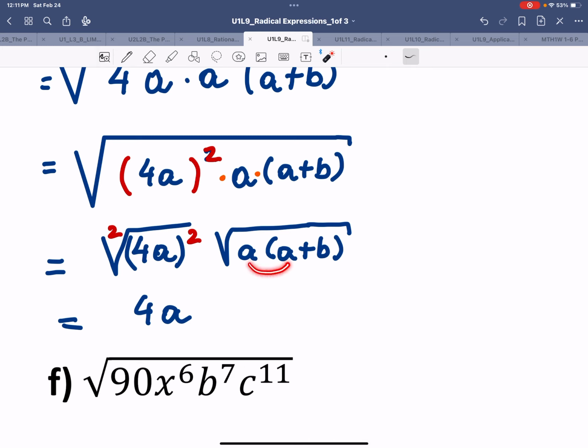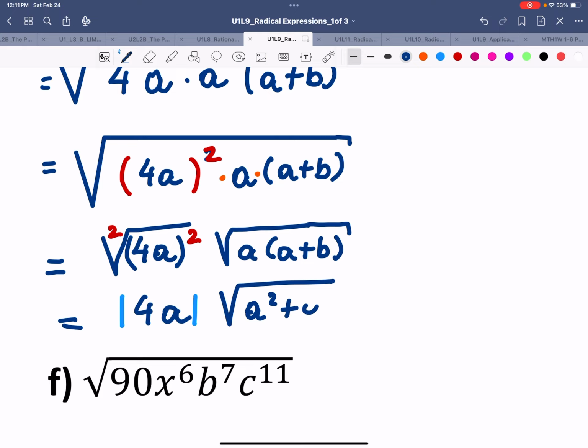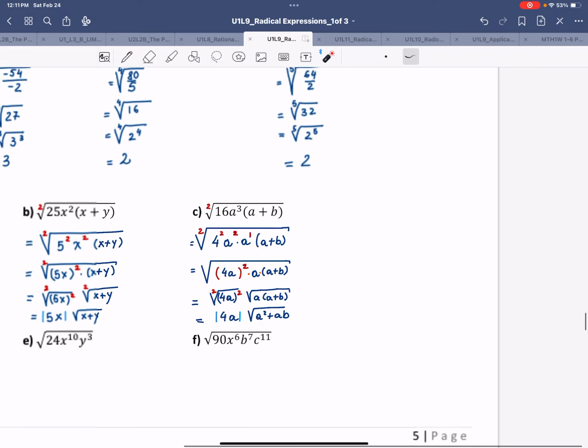Now there is a chance of a being negative and making this expression negative as well. So in order to make sure that this stays positive, we're going to have to use the absolute value in this case. And we'll have in here a squared plus ab. You can keep it either in factored form or expanded form.